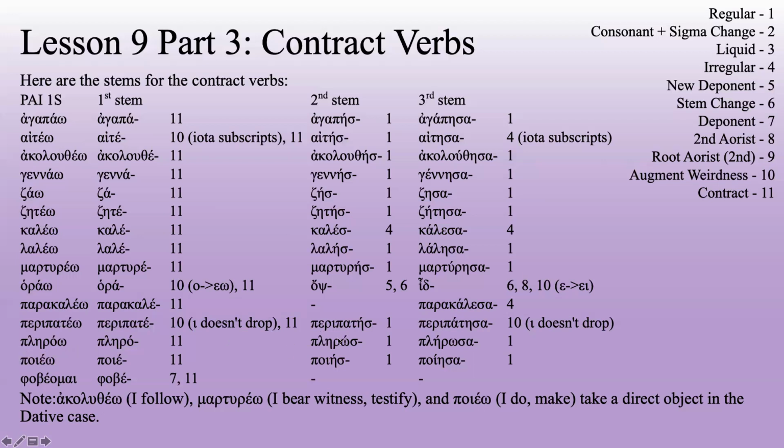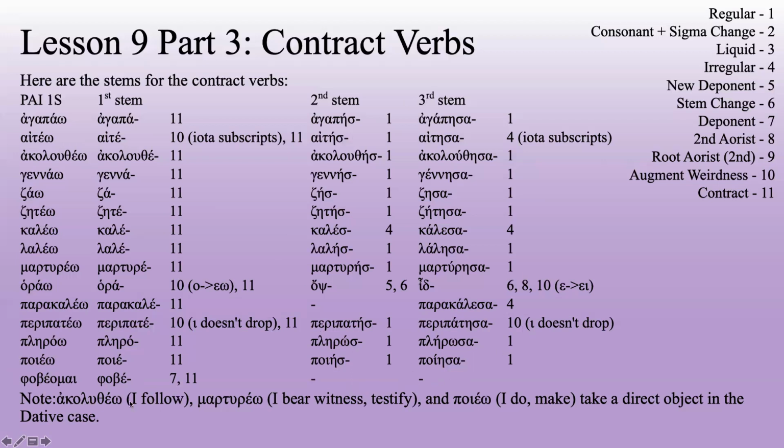Pleirao, the omicron lengthens to an omega. Poieo, the epsilon lengthens to an eta. And phobeomai does not show up in the second or in the third stems. It is deponent in the first stem, though. You'll need to memorize each of those so that you can produce those stems.